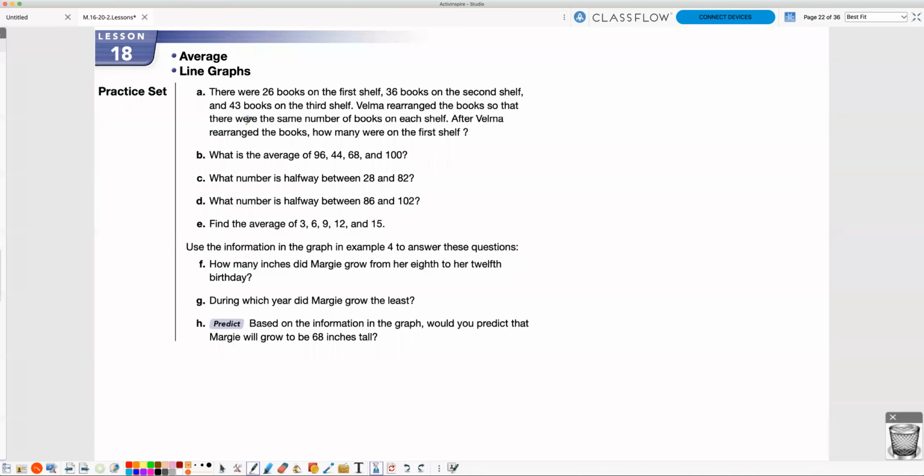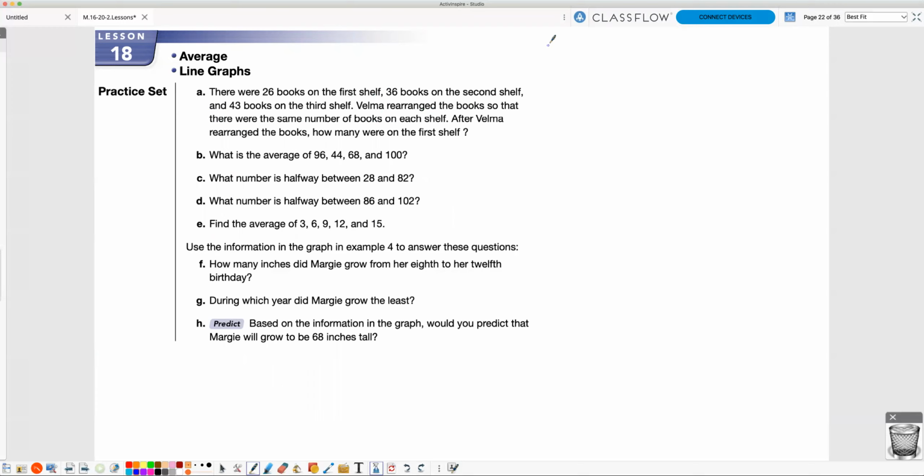So let's try these. Letter A, there were 26 books on the first shelf, 36 books on the second shelf, and 43 books on the third shelf. Velma rearranged the books so that there were the same number of books on each shelf. After Velma rearranged the books, how many were on the first shelf? So remember, you just need to add them and then divide by the number of numbers. So go ahead and try letter A.